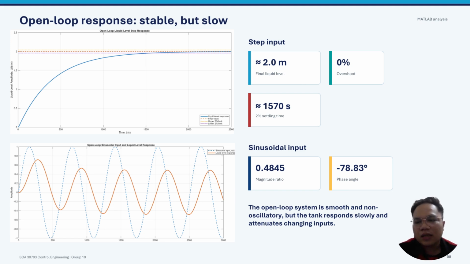For the sinusoidal input, the magnitude ratio is 0.48545 and the phase angle is negative 78.83 degrees. This shows the system reduced the input amplitude and produced a significant response delay.